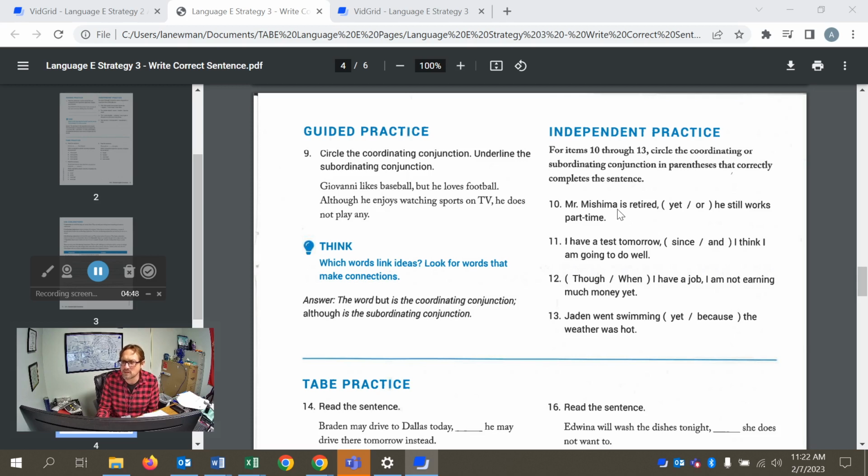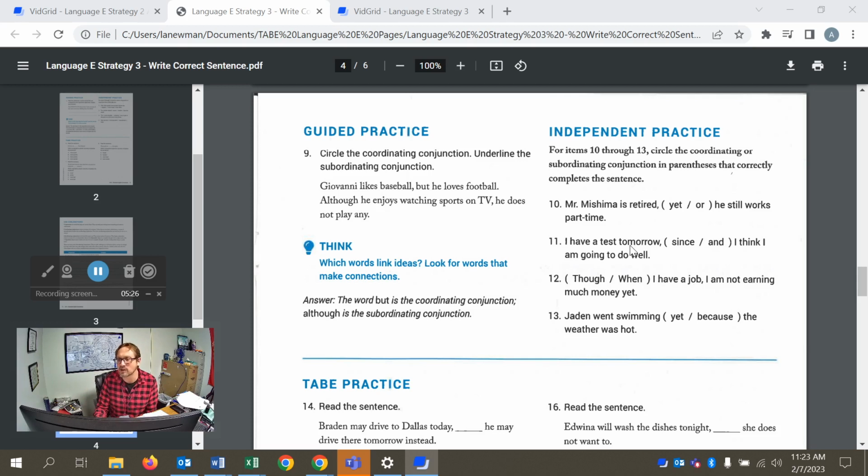So Mr. Mishima is retired, yet he still works part-time. All right, so we use yet here because the meaning of it shows that, while one thing has happened, the expected outcome has not happened. Something that maybe is not expected has happened. We expect someone who's retired to not be working, but there's something that doesn't meet the expectation that he's working part-time, in fact.